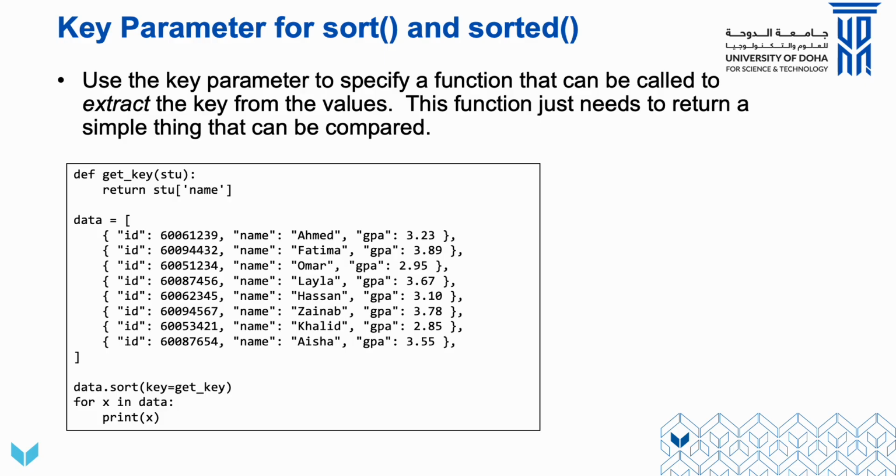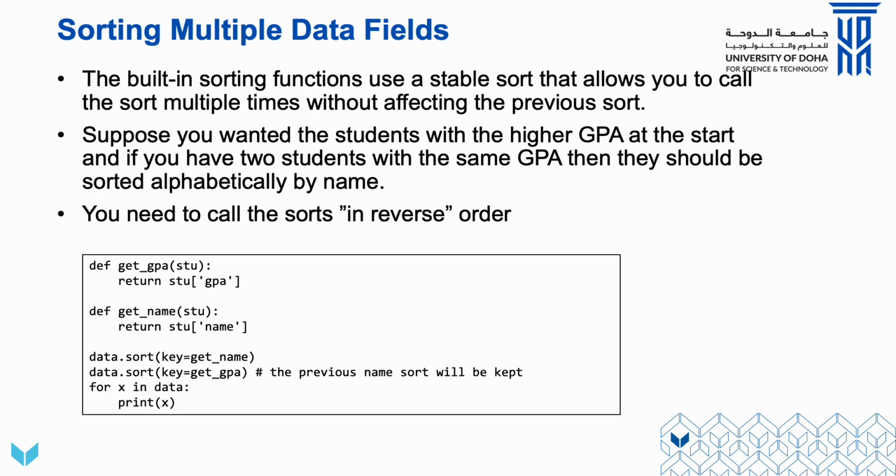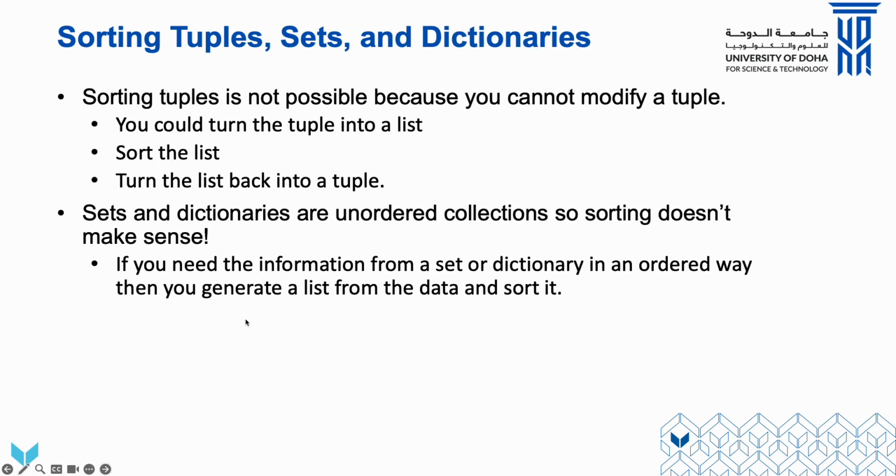So the key parameter for sort and sorted. So there's the example of sorting things. I've got this function, it's just generic, called getKey, and obviously you can replace it with anything. And if you want to sort multiple times, it's okay. You just have to kind of call it in the reverse order. That's the only thing that's a little bit weird. All right, and you can see what I've done is I made 2 sort functions, one for getting the GPA, one for getting the name. All right, and this one right here is, can you sort a tuple, a set in a dictionary? Because that's a question that keeps popping up every semester.